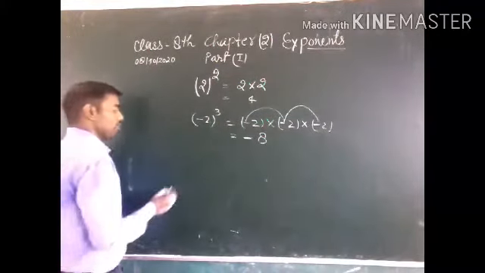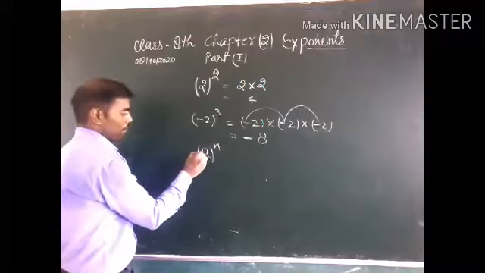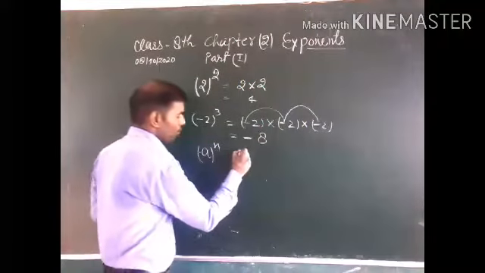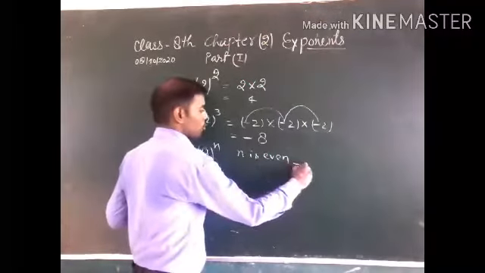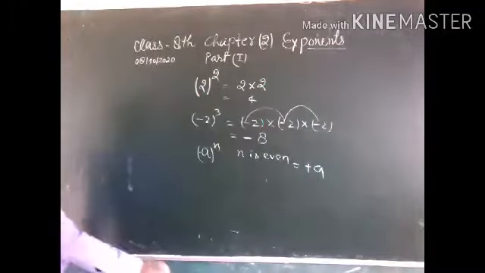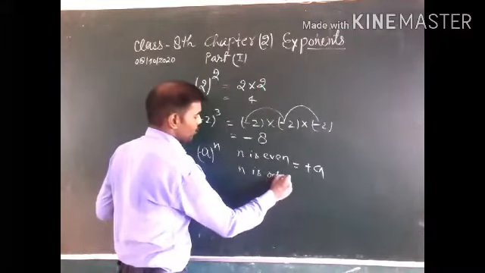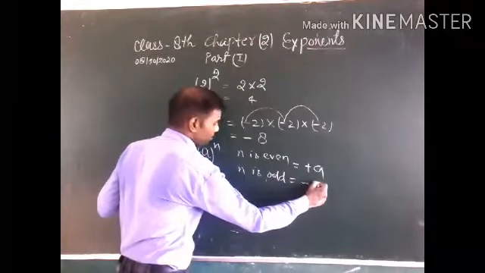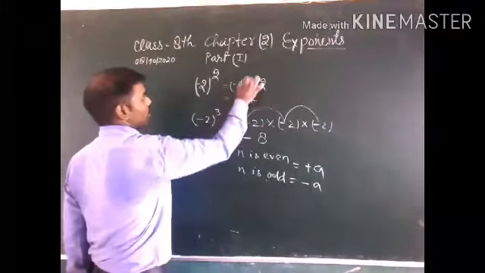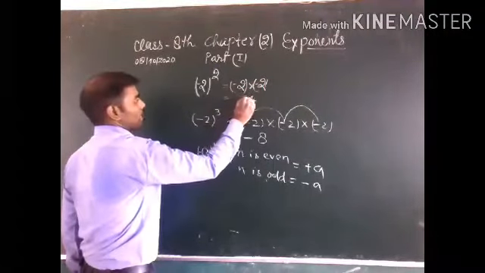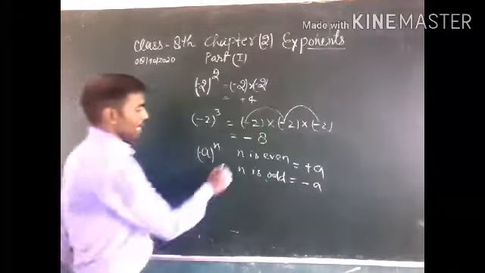You can say that for minus a to the power n, if n is even, you get a positive number. If n is odd, you get a negative number. This is minus, this is also minus, this is also minus. So minus into minus is plus, and 2 into 2 is 4. It means minus a to the power n, when n is even.